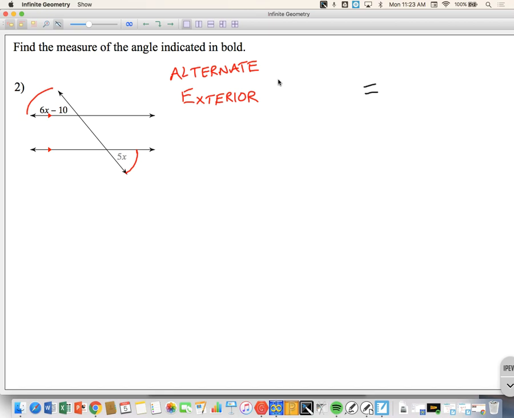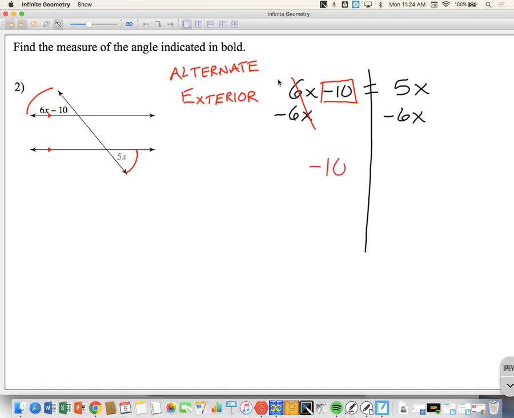We know that they are both equal to each other. So what's equal to each other? One angle, 6x minus 10, is equal to our other angle, 5x. This one's a little tricky with the variables on both sides. I'm going to subtract 6x on both sides. 6x take away 6x leaves me with nothing. They cancel. But I have to remember the negative sign on my 10 and bring it down with it. Negative 10 equals 5x take away 6x, which is a negative 1x.